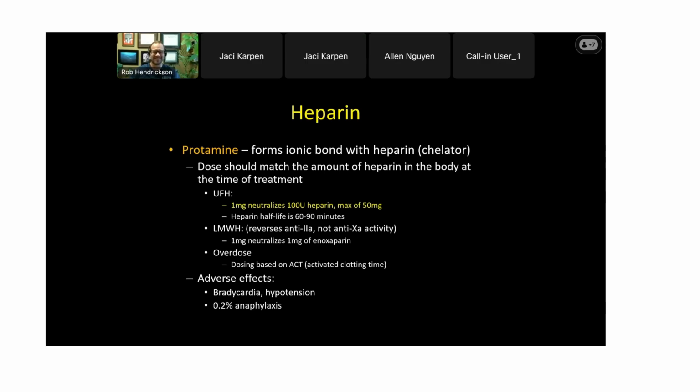So let's just go over some of the rules, right? 1 milligram of protamine neutralizes 100 units of heparin, and the max is 50 milligrams. So that is the classic. Those of you who have been around long enough calculated the very complex calculation to figure out how much your heparin bolus was supposed to be, and yet it always ended up being 5,000 anyway.